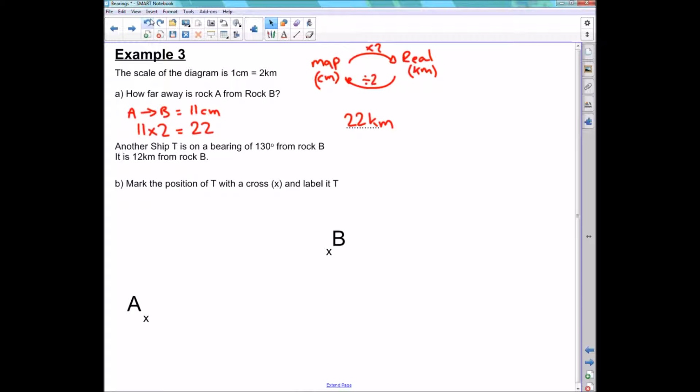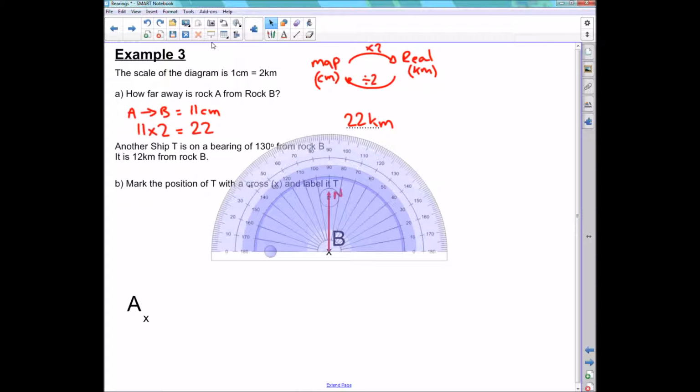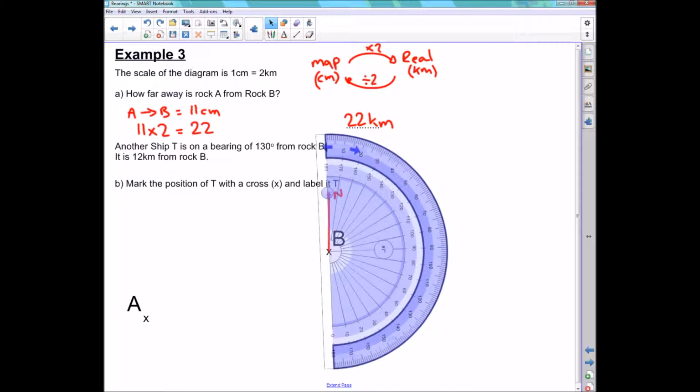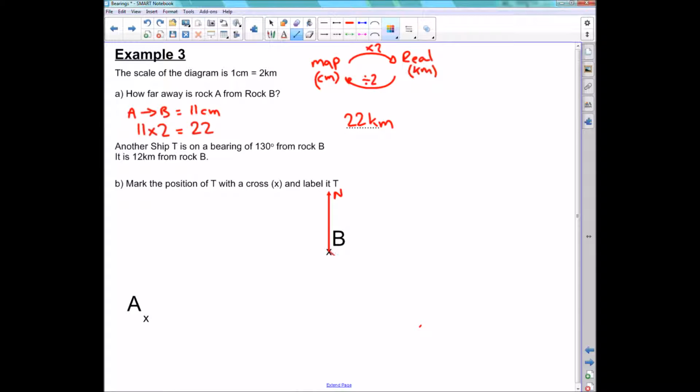So I start this off by drawing in my north line. After I've drawn my north line in, I need to get my protractor out. And now measuring clockwise, I need to measure an angle of 130 degrees. So my origin's at B, turning it round so that 0 is on the north line, and now I need to measure 130 degrees on the outside scale because that's where the 0 is, and that is down there. Getting rid of my protractor and joining this point up with my point B with a straight line, I've put in my bearing of 130 degrees. Now my ship T is somewhere on this line.